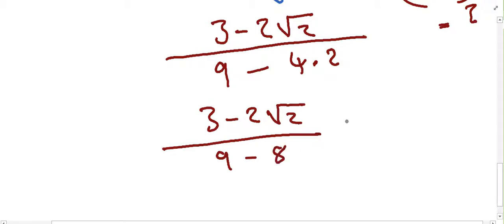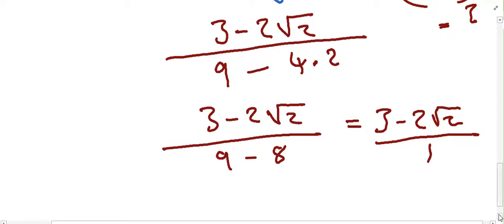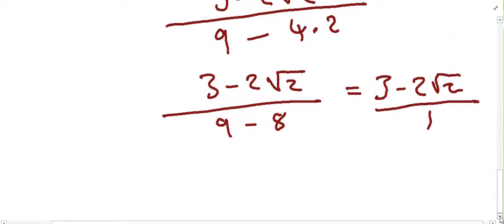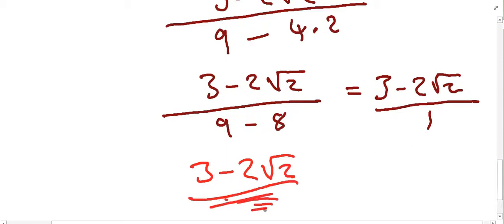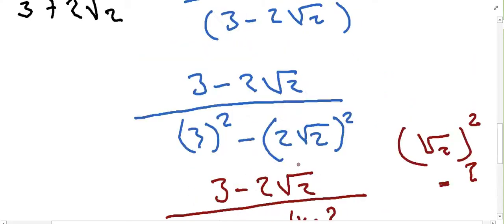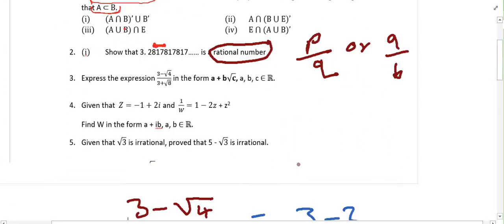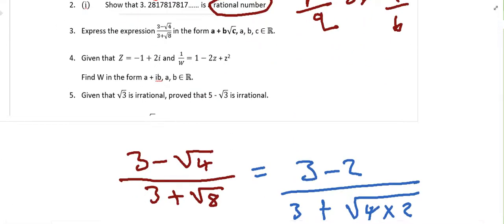8. Wow, this question was really easy. So this one will be 3 minus 2 square root 2 over what? 1. Okay, you know 1 into anything is equal to that thing. So meaning our answer is simply equal to 3 minus 2 square root 2. Okay, so this is our answer for that question. We have simply expressed the answer in the form which we have been asked to do.